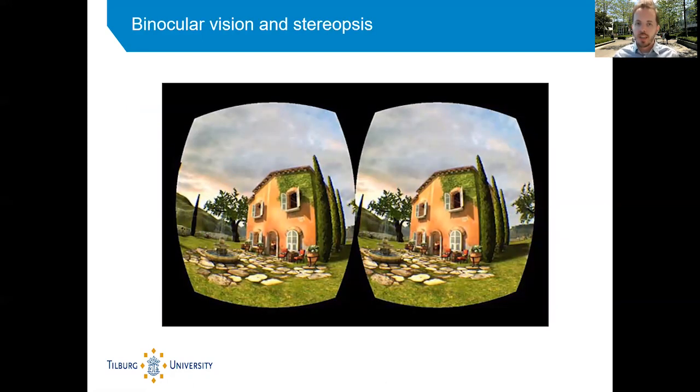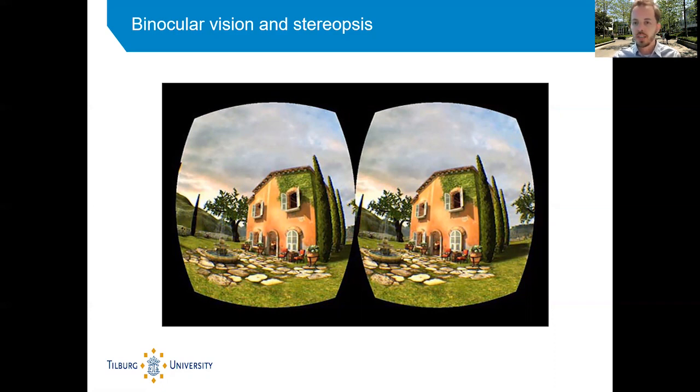Well, those headsets actually rely on binocular vision, which basically means the fact that we as humans have two eyes, and stereopsis, which basically means that our two eyes in everyday life, by their nature, because they're in different places, have a slightly different view of the world. So if you close one eye and look at the world, and then close your other eye and have a look at the world, you see a slightly different thing, right? You see it from a slightly different angle. Your brain constantly combines those two visual information streams into one 3D image of the world.